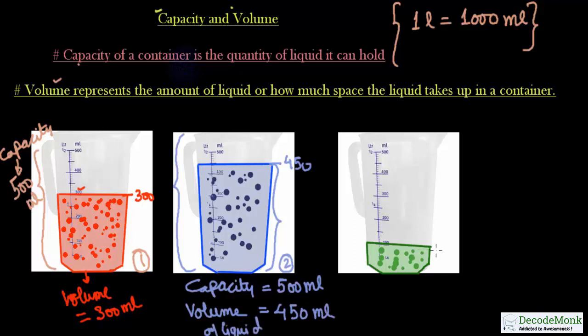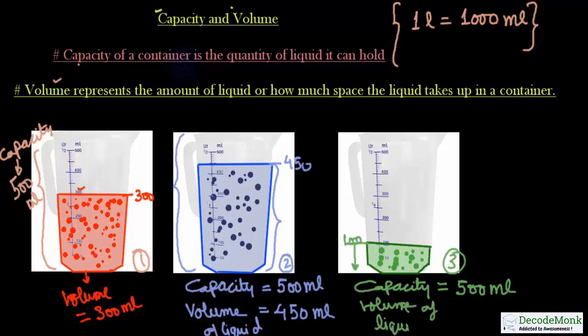Next, regarding this green liquid, again here we can say that the beaker is same in all the pictures. The capacity is 500 milliliter and the green liquid is filled up to mark 100. So the volume of the green liquid inside the beaker is 100 ml.